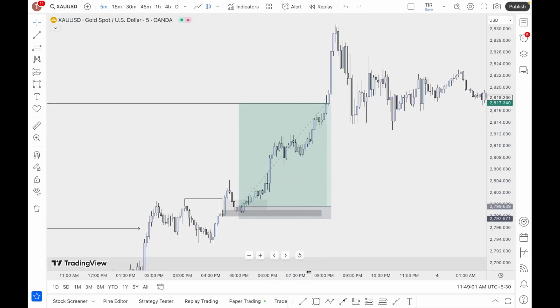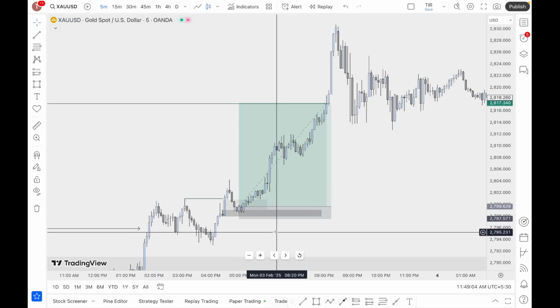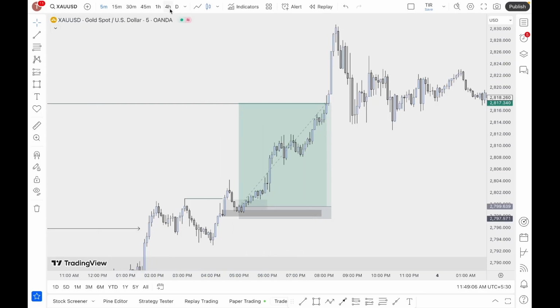But this is our simple setup. You can use it in any time frame. I would suggest, as a beginner, to go from daily to 4 hour and then 15 minutes.